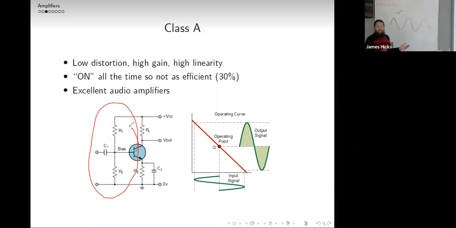Drawback is that the transistor is on 100% of the time. It's always having current flow through it. That makes it thermally less efficient.